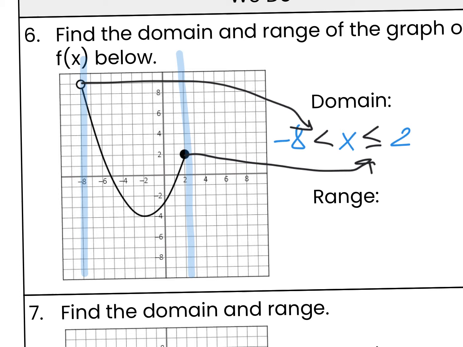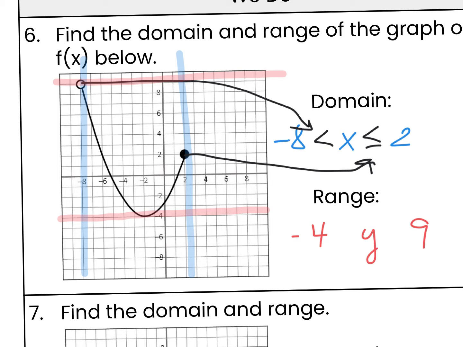Then I look at my range. Again, I have to look at the lowest point of the range to the highest point of the range. So my lowest point is at the bottom of that curve, and I'm going to start at -4, and the highest point is all the way up here, which hits it at 9. So my range goes from -4 to 9, and I have y in between.